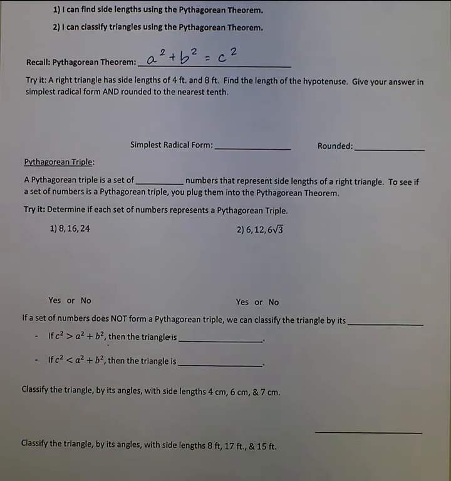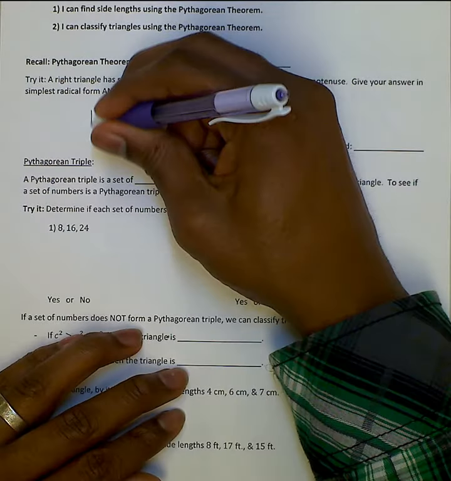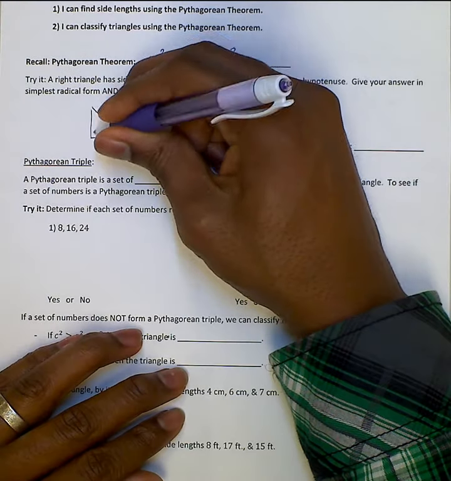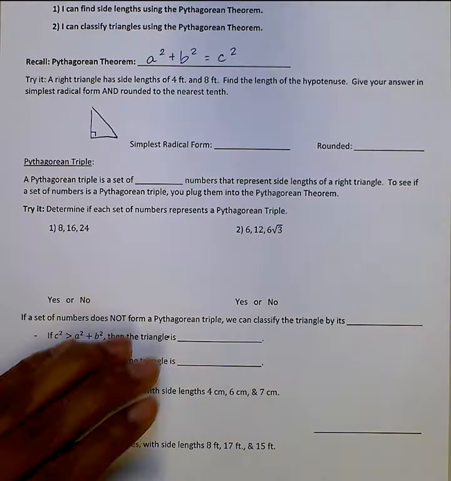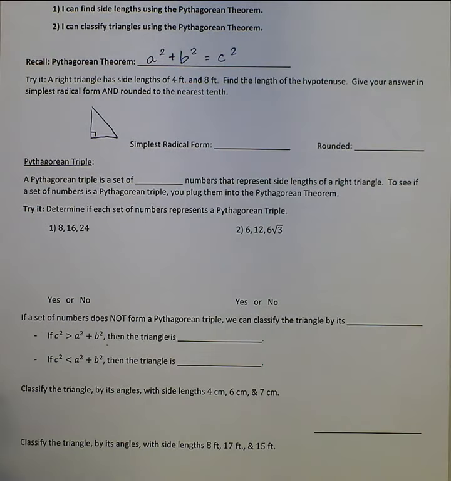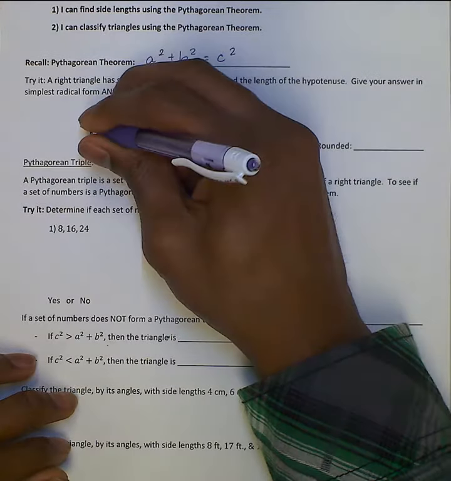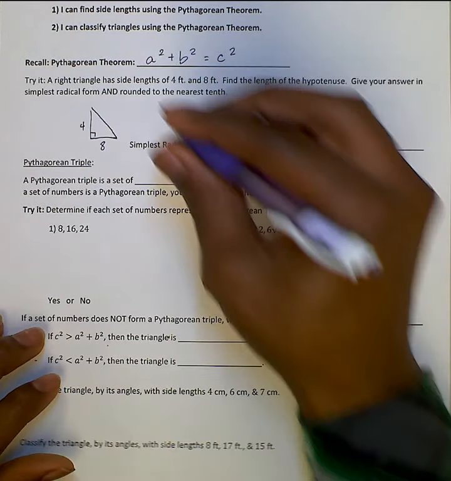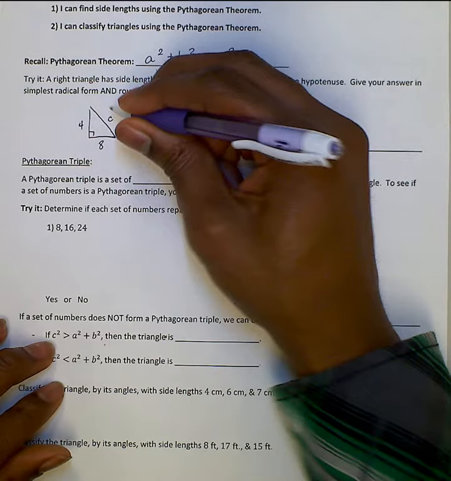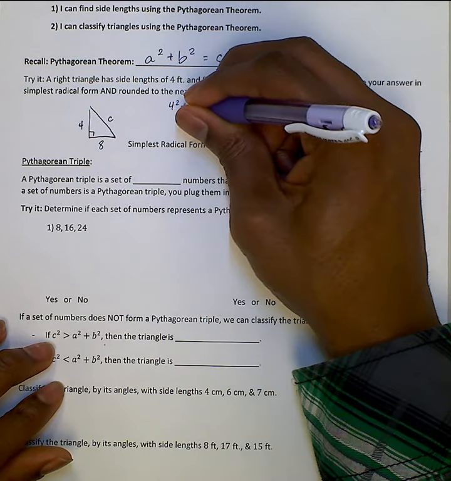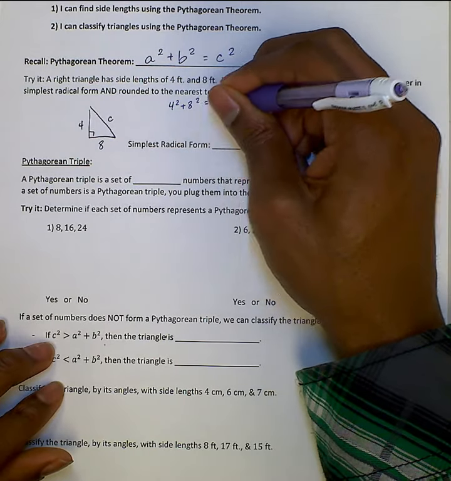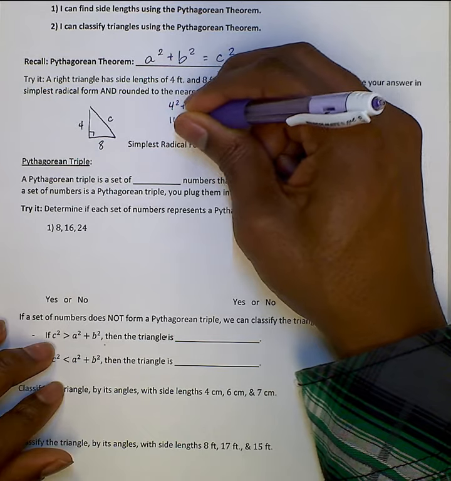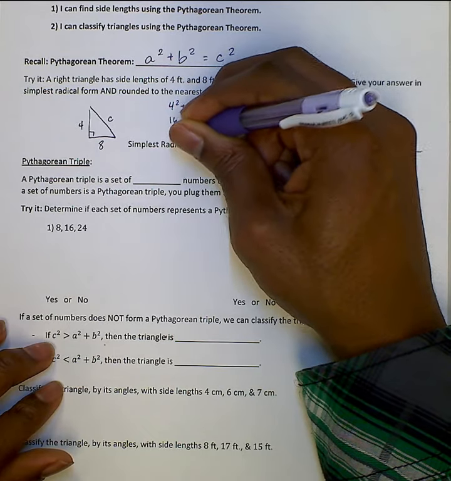Okay, let's try it. A right triangle has side lengths of 4 feet and 8 feet, and we want to find the length of the hypotenuse. Give your answer in simplest radical form and round it to the nearest tenth. So we have 4, we have 8. Doesn't matter which side we call it, c. So 4 squared plus 8 squared equals c squared. That'll be 16 plus 64 equals c squared. So c squared equals 80.